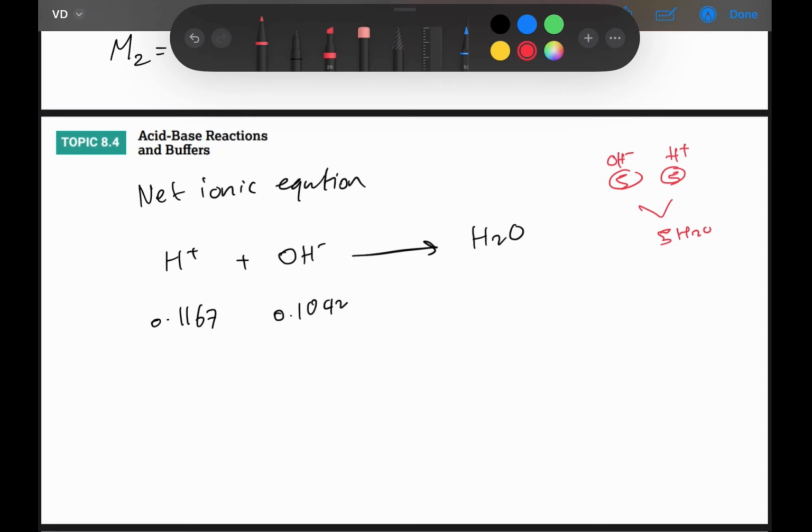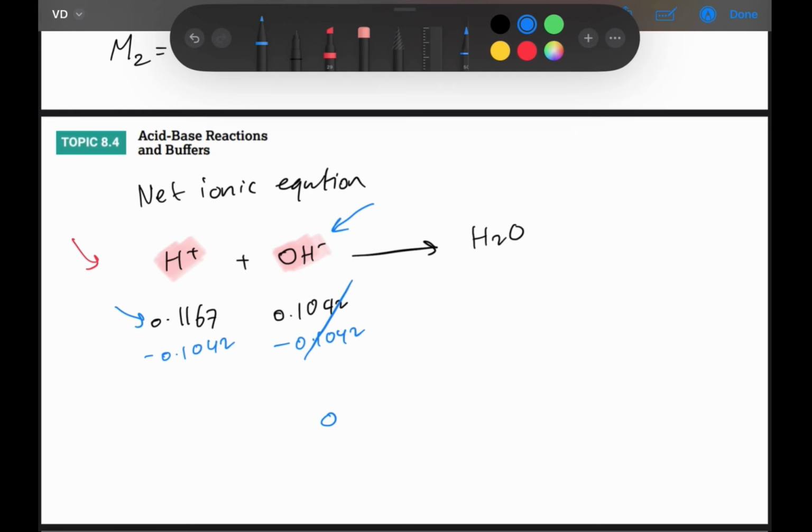But what happens if you don't have an equal number of H positive and OH? And this is actually what happens here. Which of these two materials, the base or the acid, is the limiting reactant? The limiting reactant is the substance that is consumed first during the reaction, in other words, the little amount. We can notice that the OH is in a smaller amount at that point. Since they're reacting, we subtract 0.1042, because it will totally react with H positive. At the end, you will end up with zero OH, but you still have an extra amount of H positive, which is 0.0125.